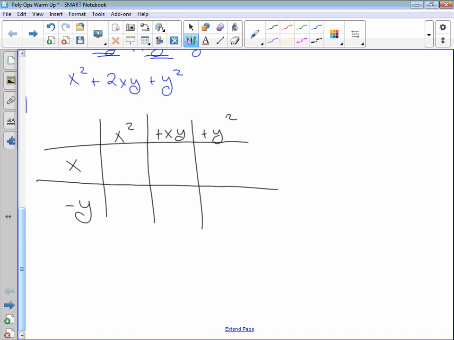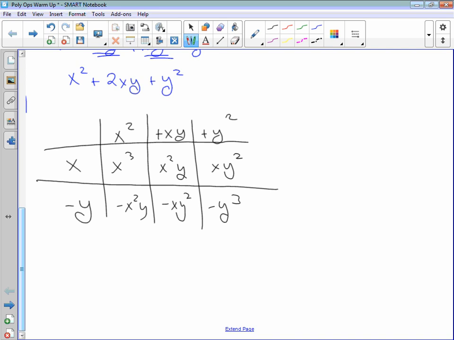Some people like it, some people don't. But then you just gotta fill in the boxes, right? x times x squared is x cubed. This is gonna give you x squared y. Here's xy squared. Here is negative x squared y. You do negative y times x squared. Yada yada yada. Just have to stay organized.